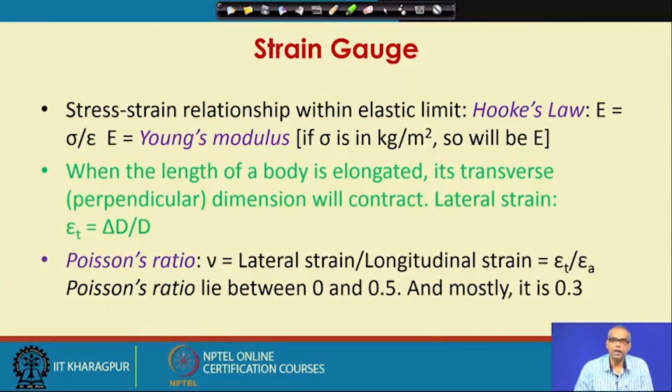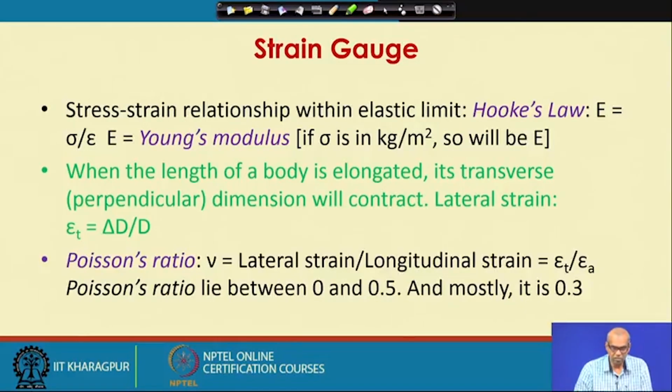Remember, strain is delta L by L, so does not have any unit, but stress is force on area, so it has unit. So, if stress is in kilogram per meter square, modulus of elasticity will also have the same unit, kg per meter square. When the length of a body is elongated, its transverse or perpendicular dimension will contract. Imagine you are stretching an electrical wire. So, if the length increases, the diameter will decrease.